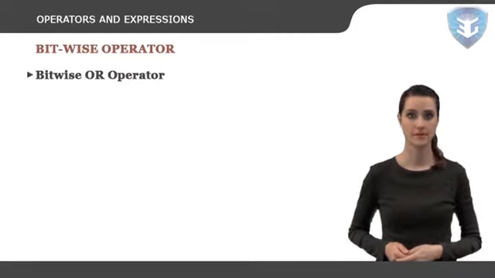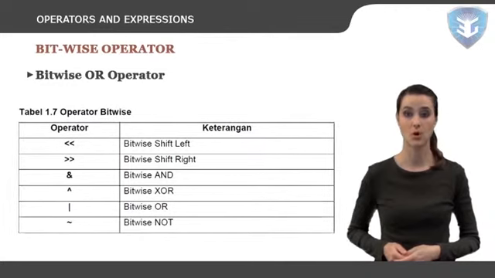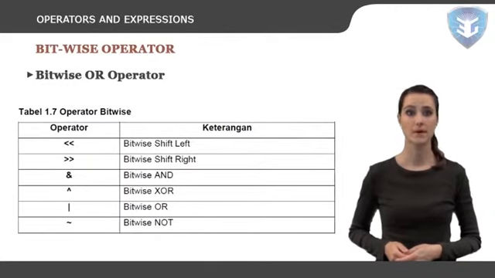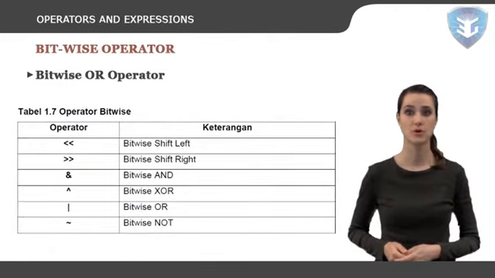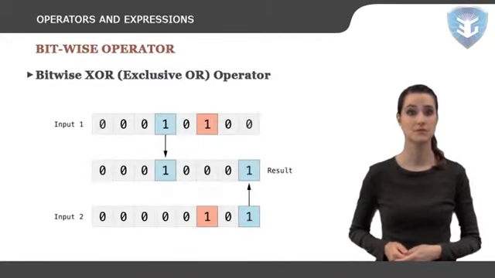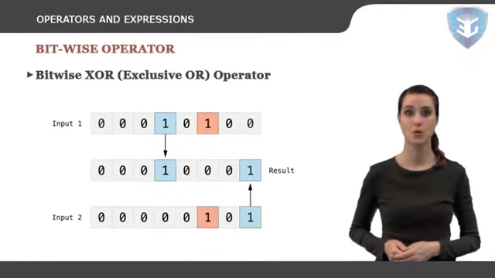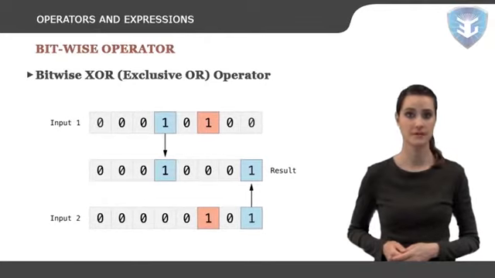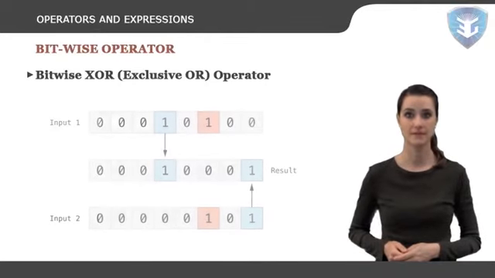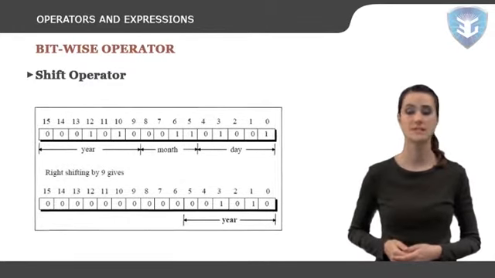Bitwise OR operator. The output of bitwise OR is 1 if either of the bits is 1 or both the bits are 1. In C programming, the bitwise OR operator is denoted by the pipe. Bitwise XOR, exclusive OR operator. The output of the bitwise XOR operator is 1 if the corresponding bits of the 2 operands are opposite. It is denoted by the caret. Shift operators. There are 2 shift operators in C programming.